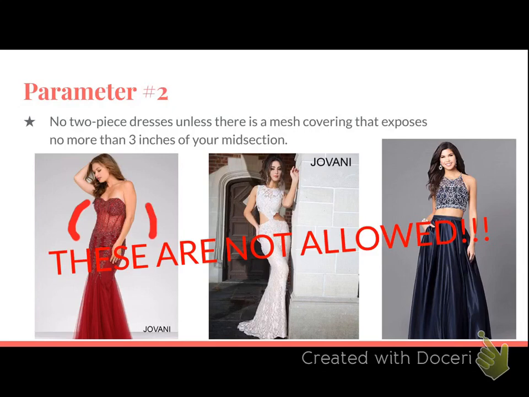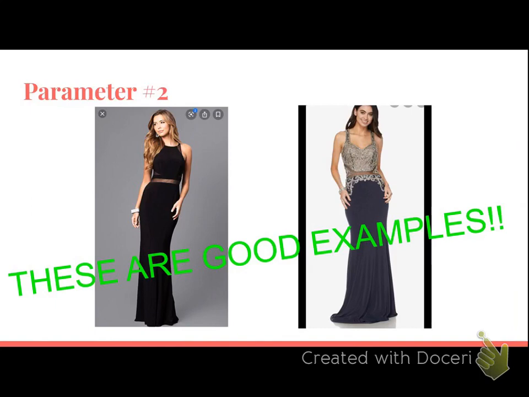But then the middle one shows too much of her sides exposed, and you can't have any exposure over your stomach. And same with the last one. So here are 2 good examples that have mesh covering but are no longer than 3 inches.